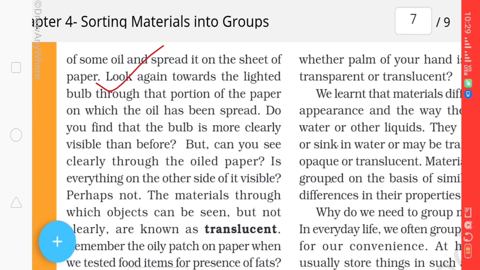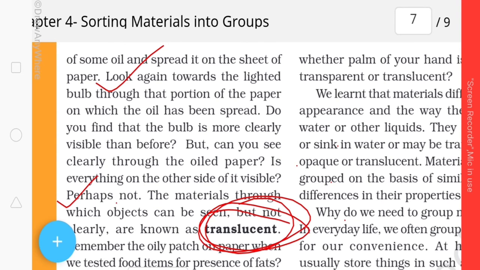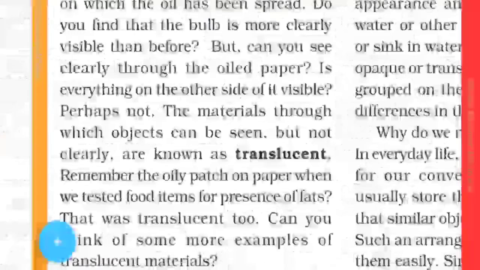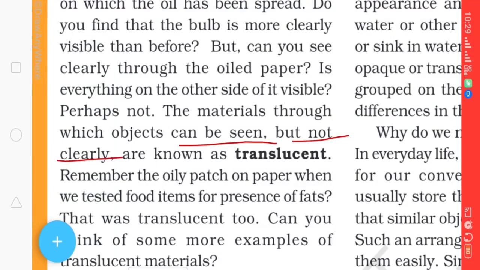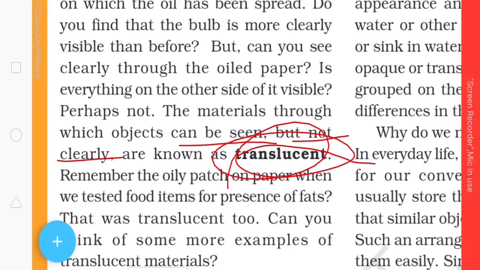But can you see clearly through the oiled paper? Will you be able to see a very clear image through the oil paper? No, we cannot. Is everything on the other side of it visible? No, of course not. The materials through which objects can be seen but not clearly are known as translucent. This type of object through which we can see but not clearly is called translucent. Understood?